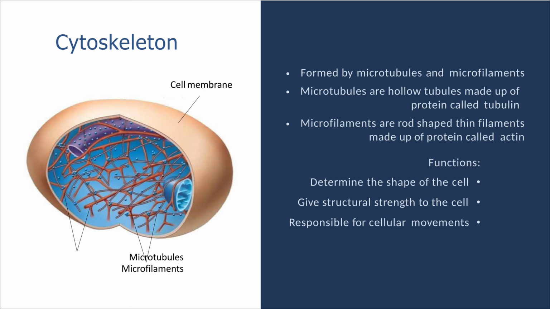Cytoskeleton. Cytoskeleton is formed by microtubules and microfilaments. Microtubules are hollow tubules made up of a protein called tubulin. Microfilaments are rod-shaped thin filaments made up of a protein called actin. Functions. It determines the shape of a cell, gives structural strength to the cell, and is responsible for cellular movements.